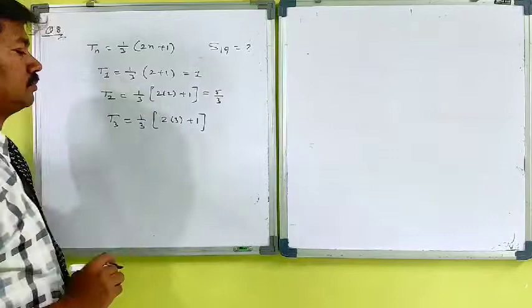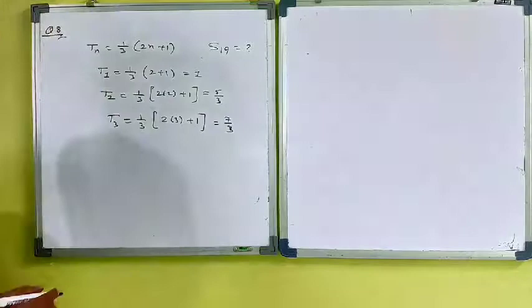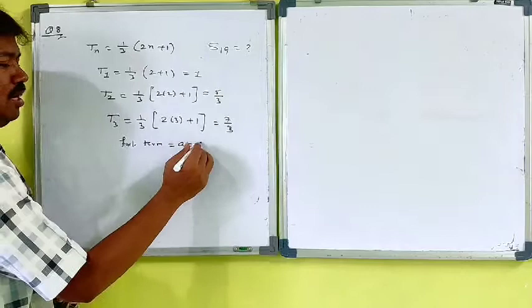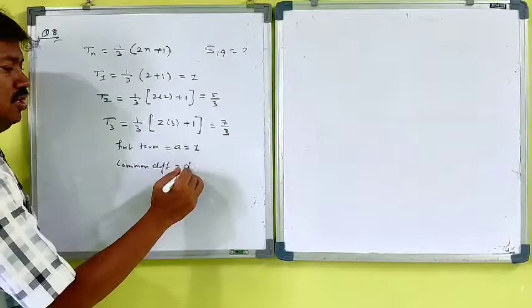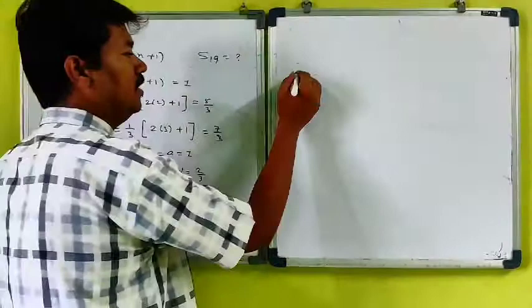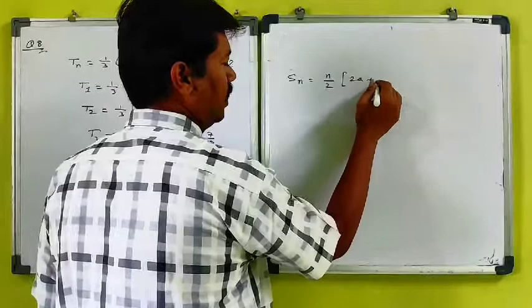So clear cut here, the first term A is 1, and the common difference D is equal to 2 by 3. And therefore the sum of n terms formula is n by 2 into (2a plus (n minus 1) d). That is the formula for the sum of n terms.